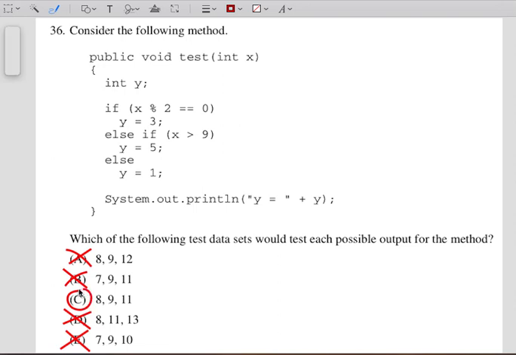I just wanted to do this one with you because this idea of possible test data sets is a fancy way of saying you want every possible thing to happen. You want every part of the cascading if to happen. What would your values of x have to be?